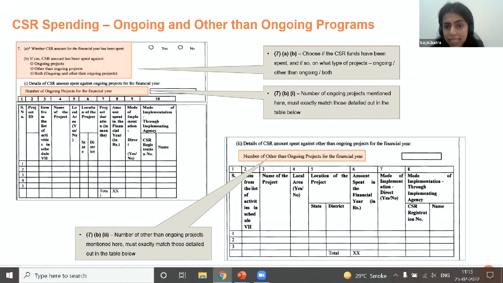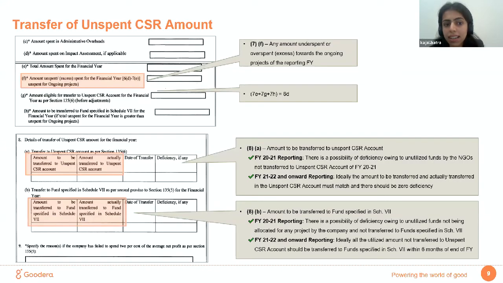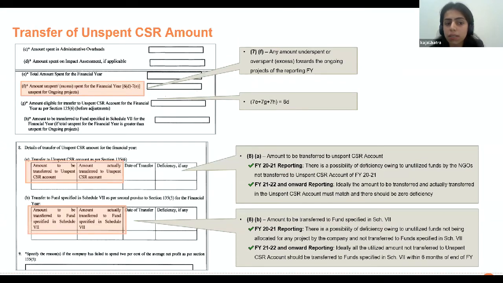Point 7C and 7D are asking for funds spent in admin overheads and towards impact assessment. This is again the same as in the MCA report. Right? Moving on to the point 7E, 7F.